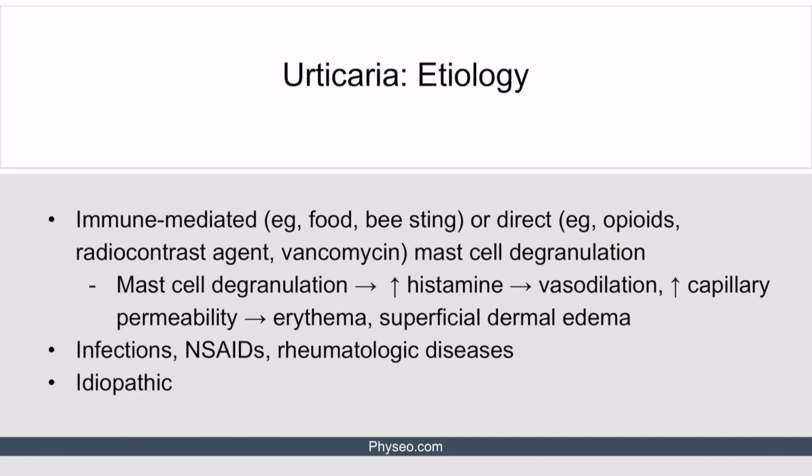In most cases, urticaria is caused by an immune-mediated or direct mast cell degranulation. Common examples of immune-mediated urticaria are ones caused by foods or bee stings. On the other hand, opioids, radiocontrast agents, and vancomycin are known to cause urticaria via direct mast cell degranulation. Recall from step 1 that mast cell degranulation releases histamine, which then causes vasodilation and increased capillary permeability, leading to erythema along with superficial dermal edema.